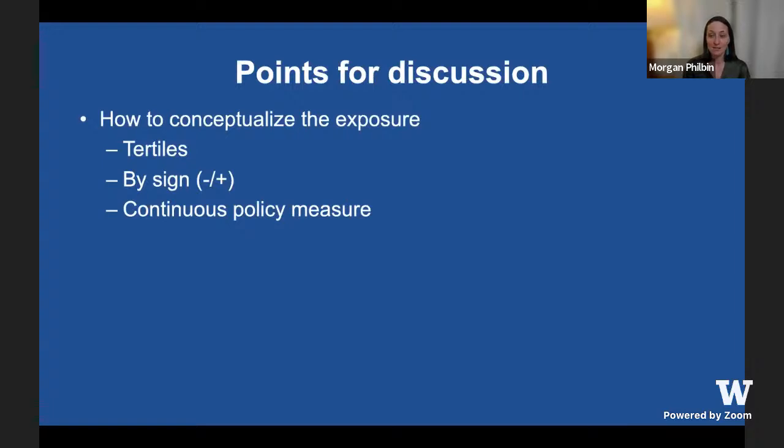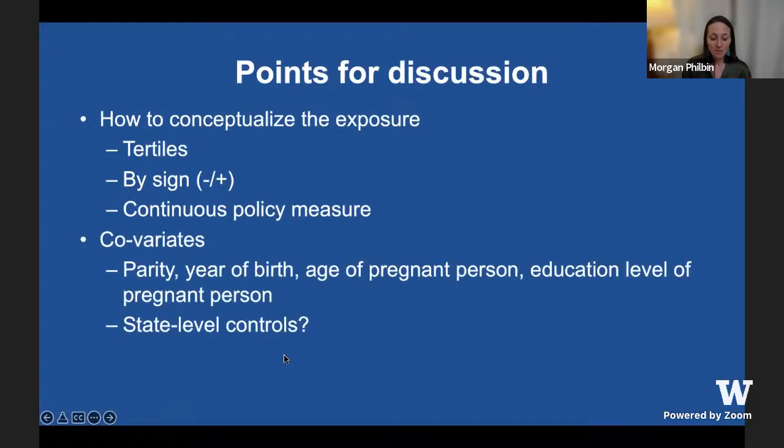However, if we categorize by sign, that means scores of less than or equal to 0 are exclusionary, scores of 1 or greater are inclusionary, or we could also use a continuous policy measure. So that's one thing I'll walk you through. And then the other thing, like I mentioned, that we've been debating was which covariates to include, also to make sure which are not confounders, and then whether and how to include state level controls.